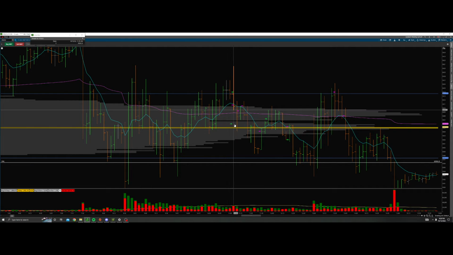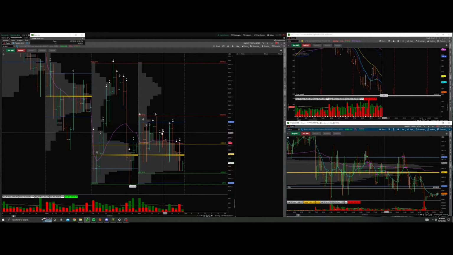And then after we rolled over, I took a 2 lot long down here in F against E's low, because we hadn't broken E's low at the time. We had just gotten down to it. I took a 2 lot long at 06 and then I exited one at around 09 and then I exited the other at 1050. So it was a decent profit there.